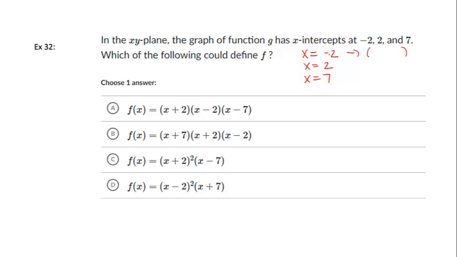Remember, factors are the opposite. So if this says -2, this is going to turn into +2. This is +2, that will turn into -2. And that's 7, so that will turn into -7. So which one of these matches with these? This one.